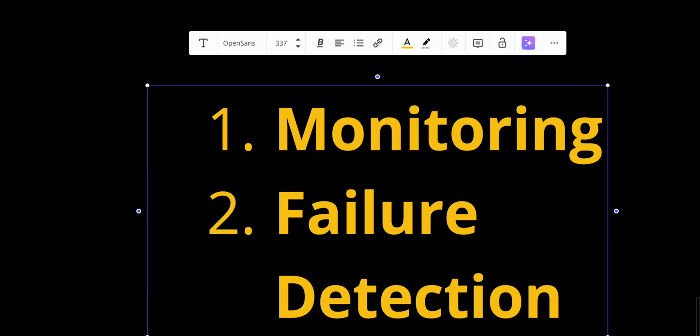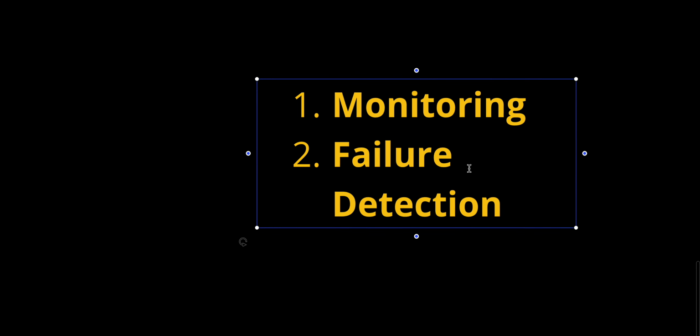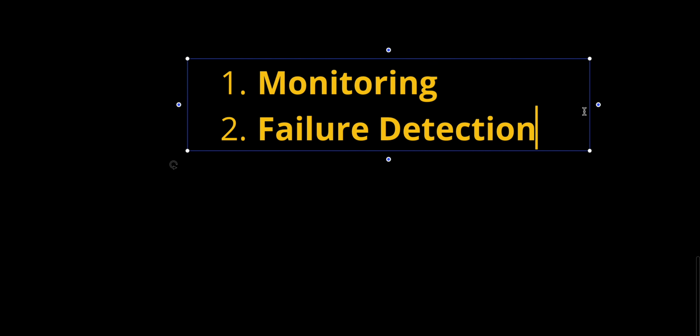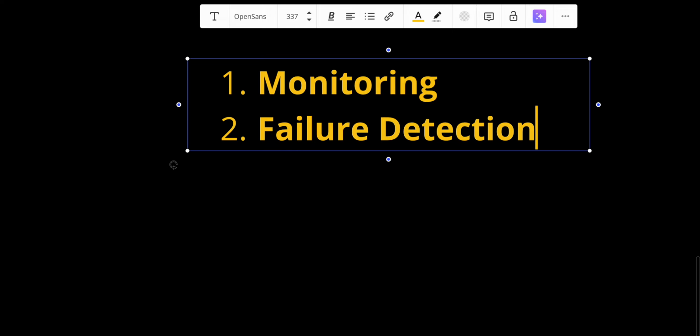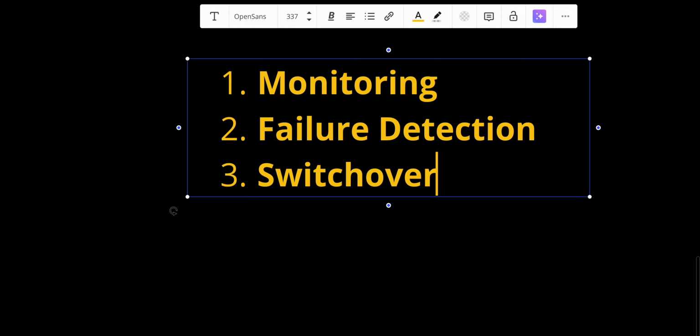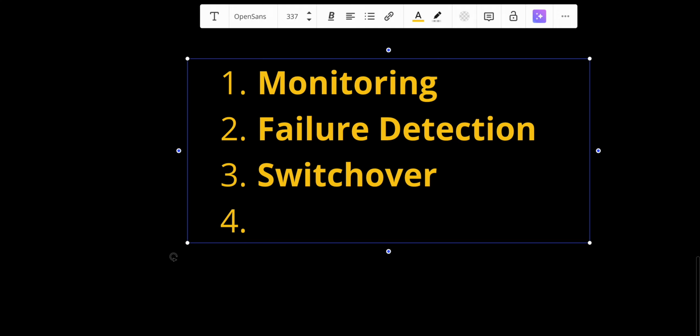If the primary system becomes unavailable, the monitoring system detects the issue. And third, the switchover. The system immediately redirects traffic or tasks to the backup server or resources. And lastly, recovery. The failed system is repaired and eventually brought back online as the new backup. So this seamless transition ensures minimal disruption for users.